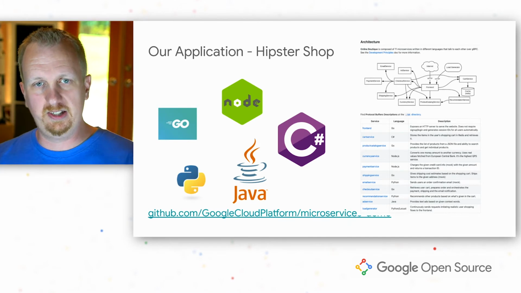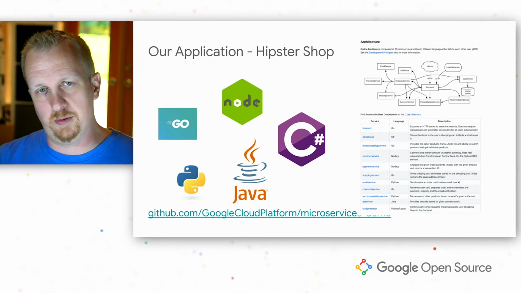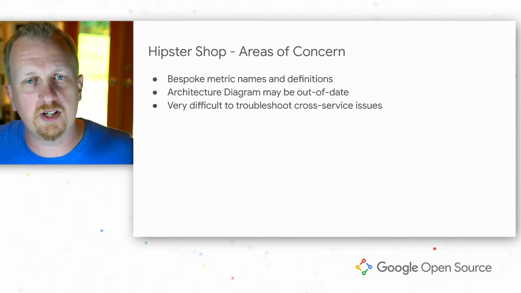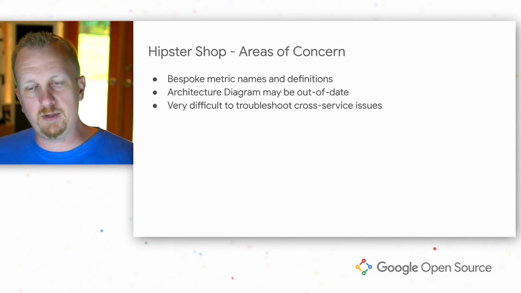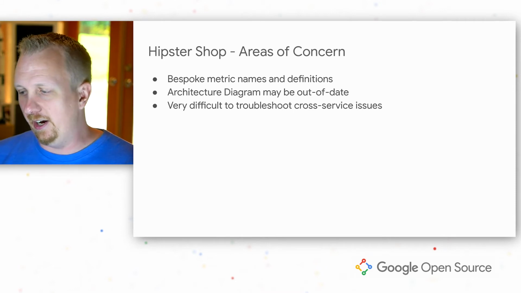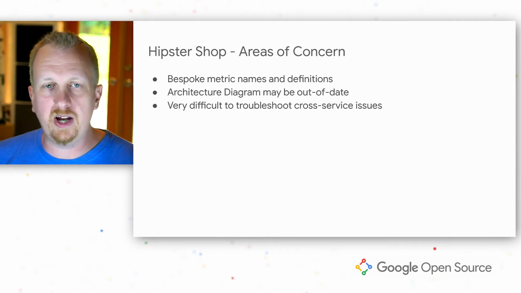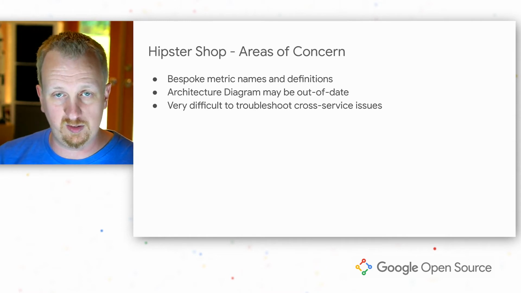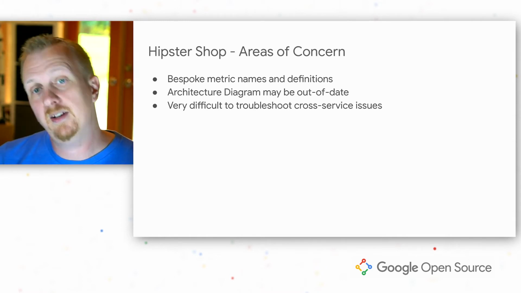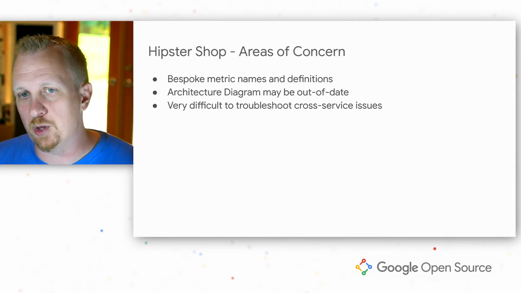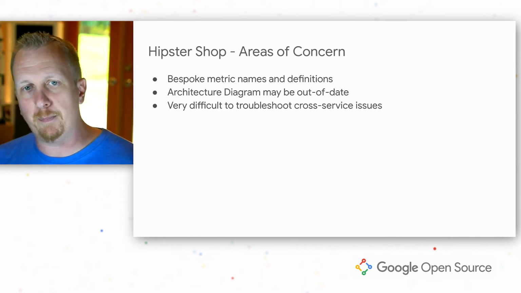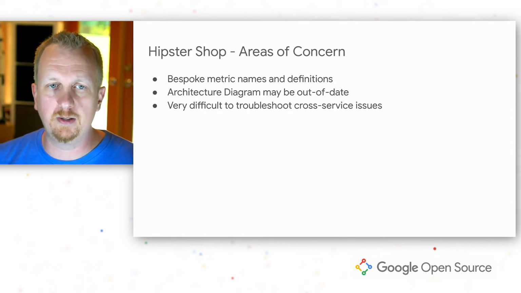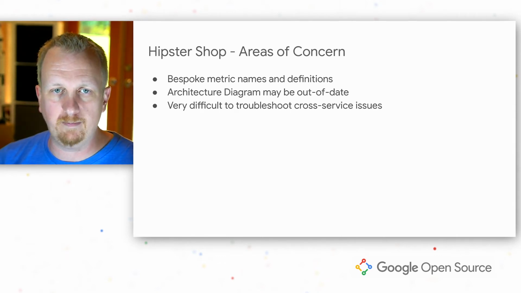Nonetheless, there's still a little bit for us to be concerned about in this service mesh. If you look across the code base on the Hipster Shop, you're going to notice that we use bespoke metric names and definitions. This means that the way that we record error rates in one service might not be named the same thing in a different service. Also, just the meaning of an error might be slightly different from service to service. It makes it difficult to get a good apples to apples comparison across services. And so that's a little bit concerning. That's something we'd like to see cleaned up.